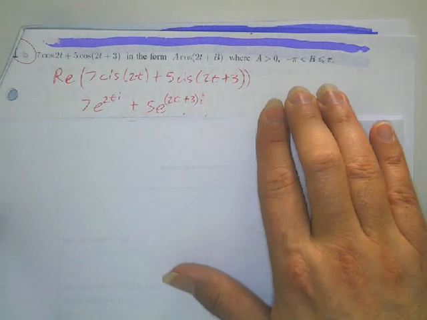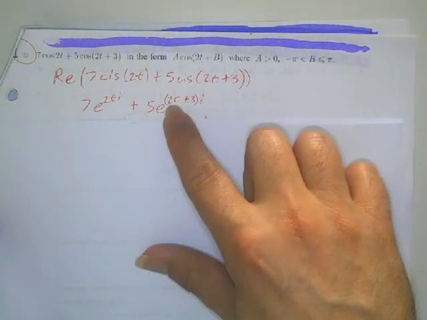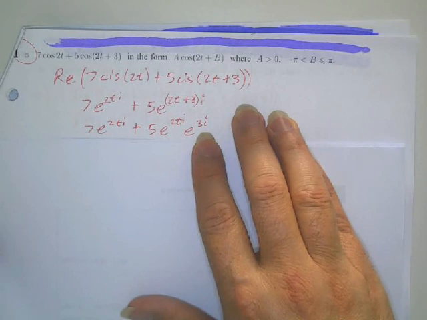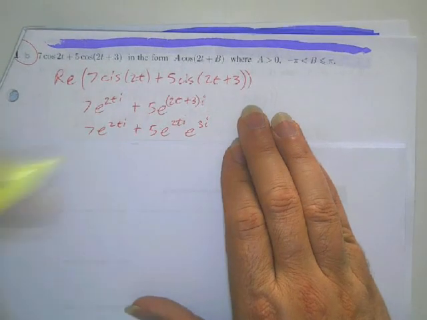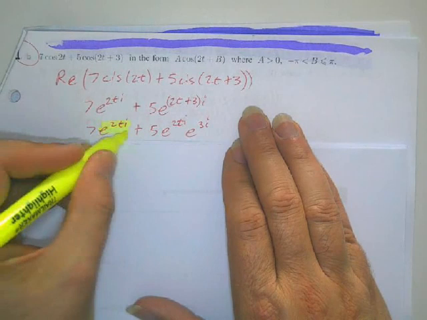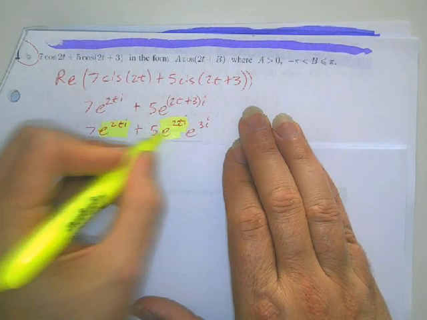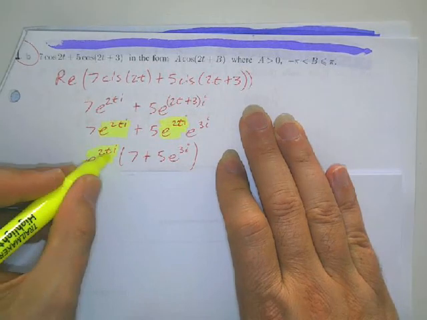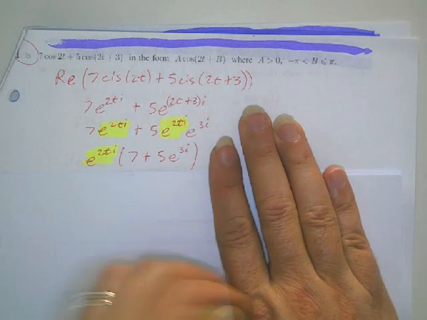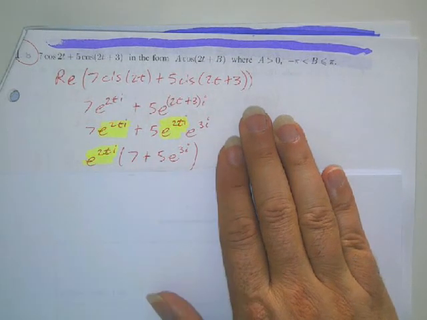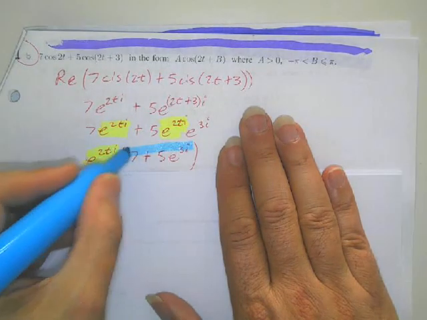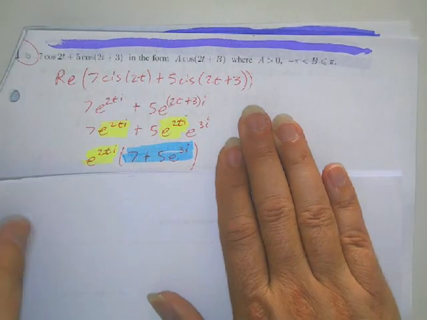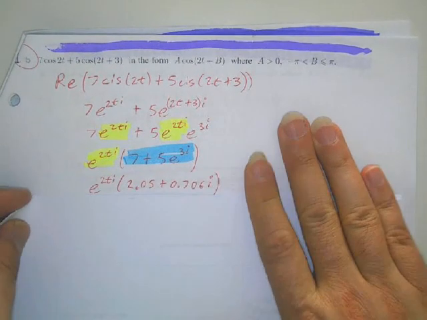Next thing, I'm going to rewrite this e to the 2t plus 3i as e to the 2ti times e to the 3i. Then I see I've got this same factor, e to the 2ti, and I'm going to factor that out. And we're left with 7 plus 5 e to the 3i. Then I'm going to use my calculator to add those together to get a single complex number, which gets me this using my calculator.